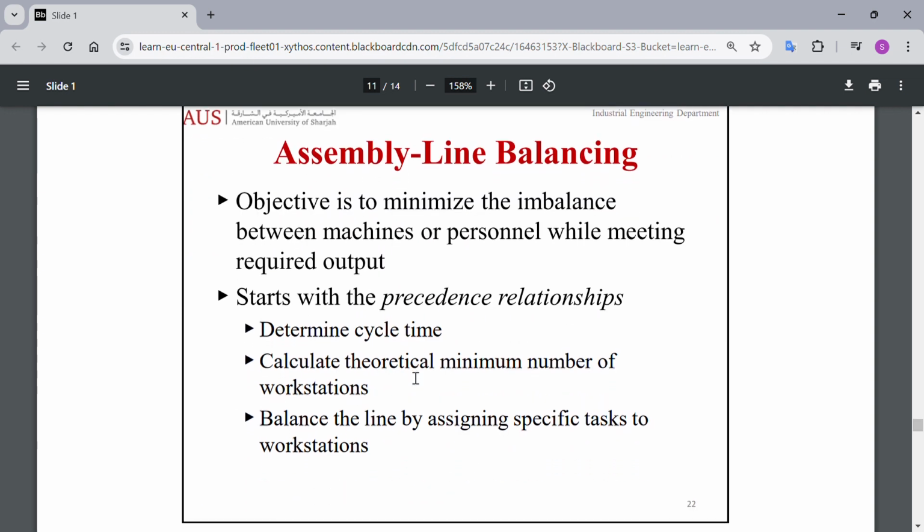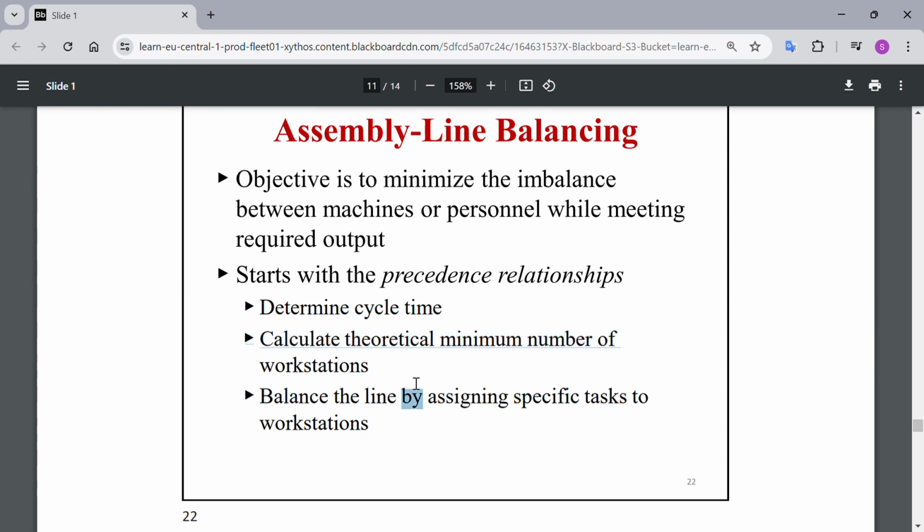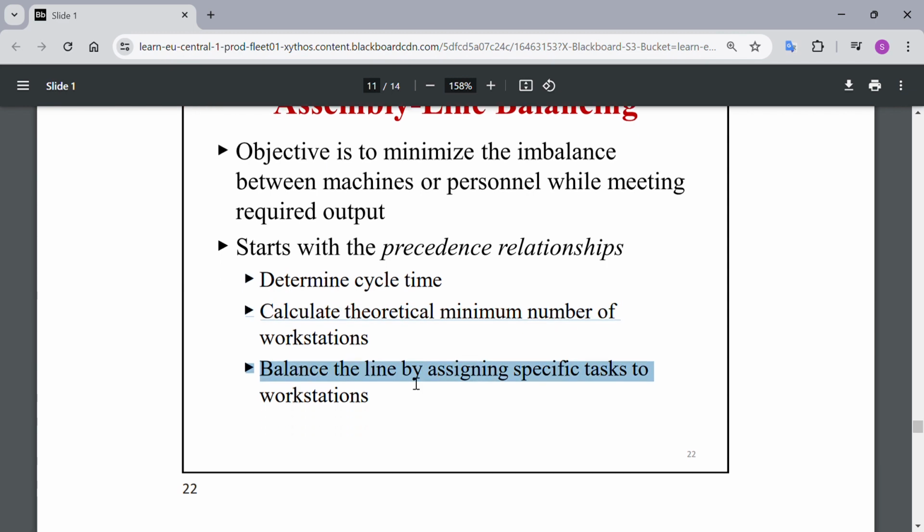Basically, assembly line balancing's objective is to minimize imbalance between machines or personnel while meeting the required output. So this is like optimizing or minimizing the imbalance between machines, reducing the wait time and the wasted materials or time. It starts with the precedence relationships, determines cycle time, calculates the theoretical minimum number of workstations, and balances the line by assigning specific tasks to workstations.